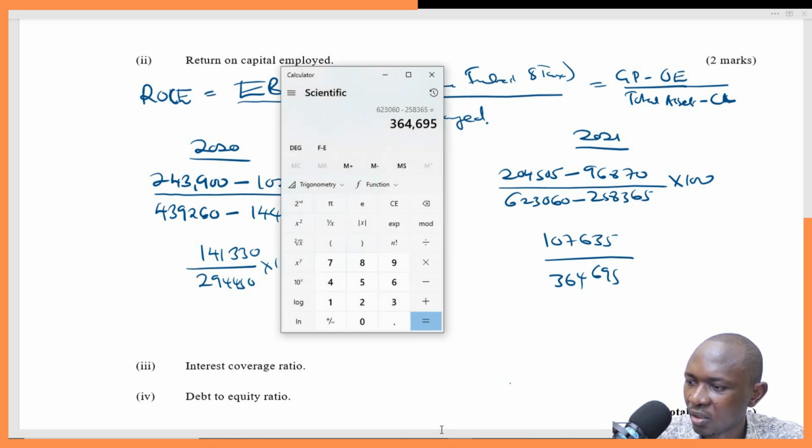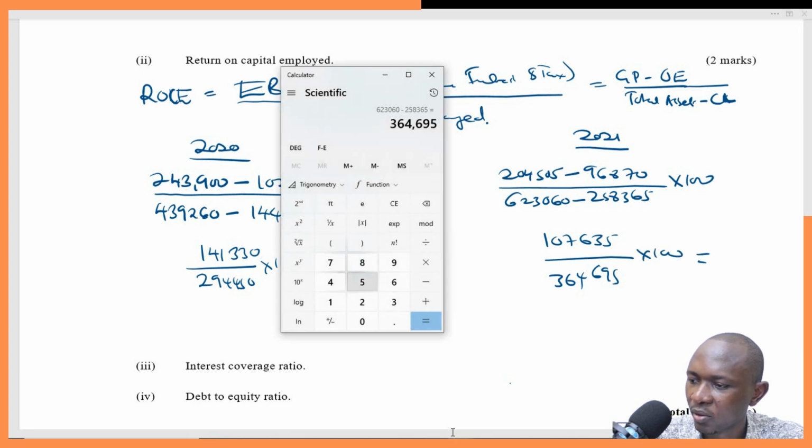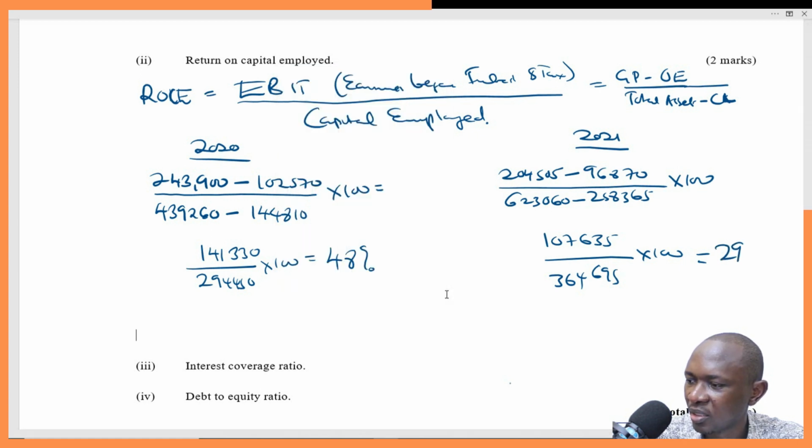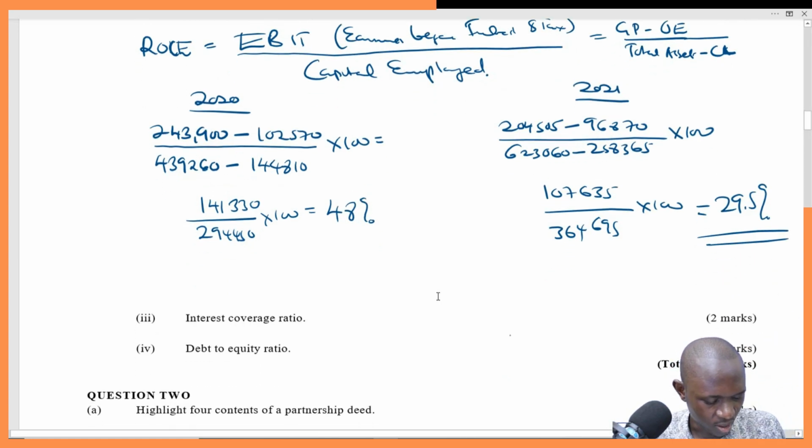364,695 times 100. So that will give us 107,635 divided by 364,695. This gives us 29.5%. So that is our ROCE.